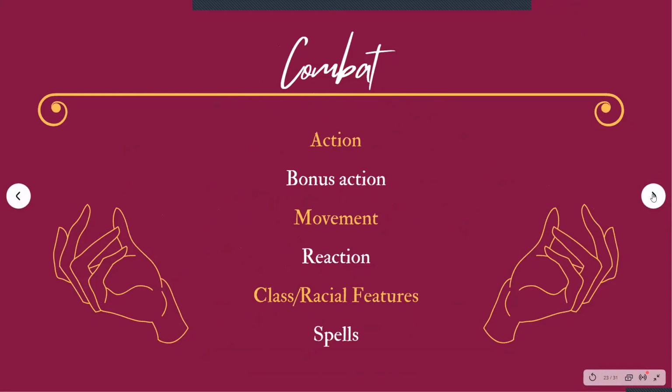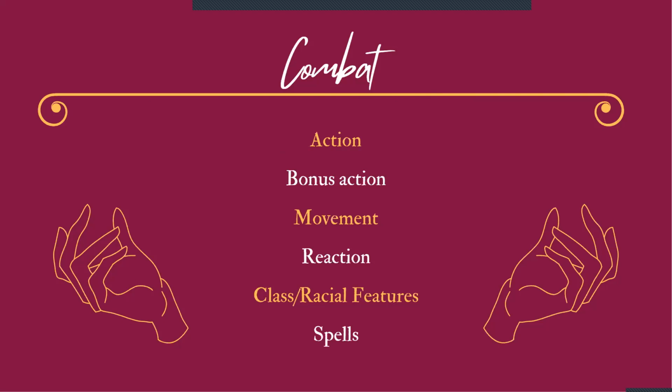Moving on to combat, some basic stuff would be every single turn you have an action, a bonus action, a movement, and a reaction. Those are the four main things that you have in a turn. The action allows you to do mostly anything that you want. You can attack, you can interact with objects, you can cast a spell. And then you also have a bonus action, which some features allow you to attack with or to disengage with, or some spells are bonus action spells, and you can cast them through that.